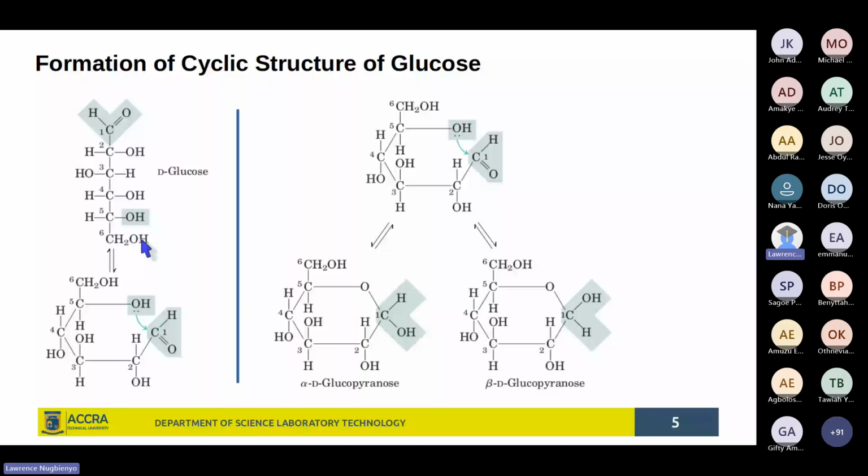And so those structures will always look for the most stable form to exist. So in the end, you find that the glucose structure, the cyclic structure, will be what we are referring to now. All right.